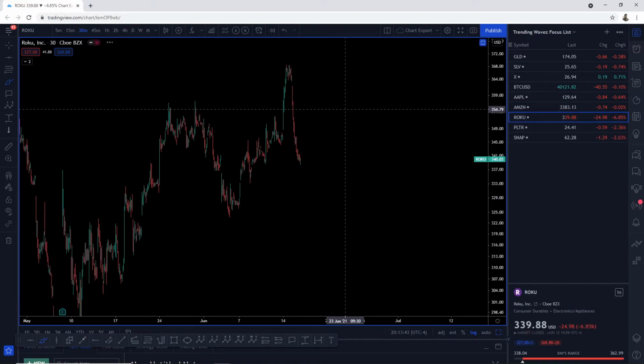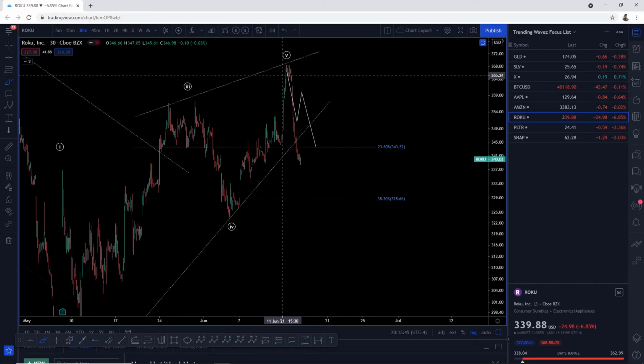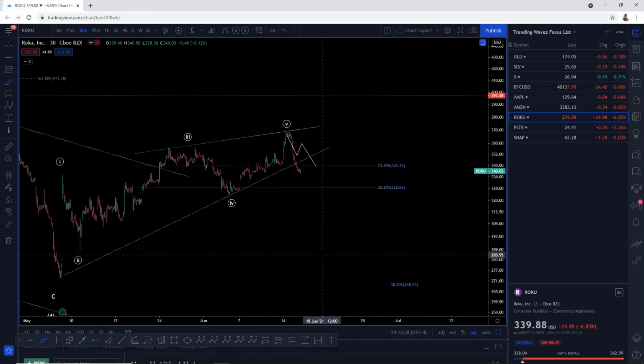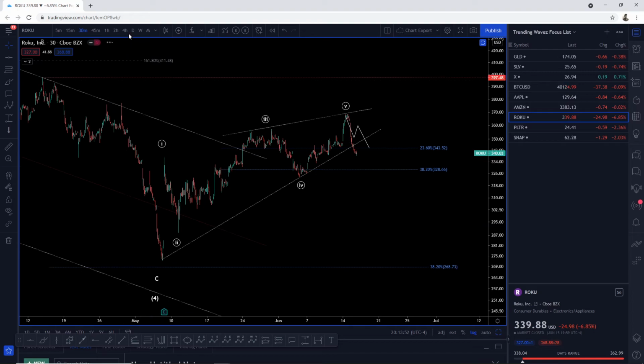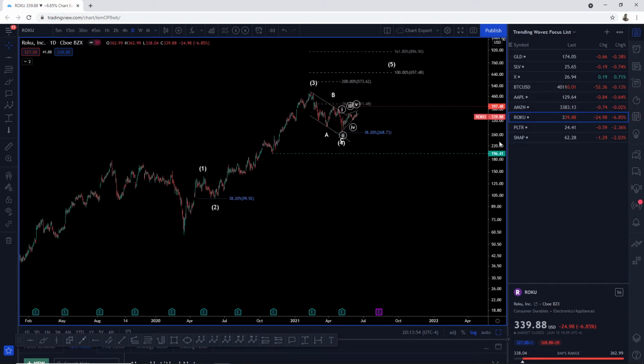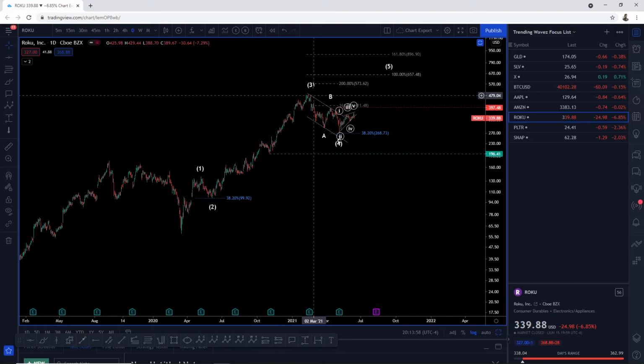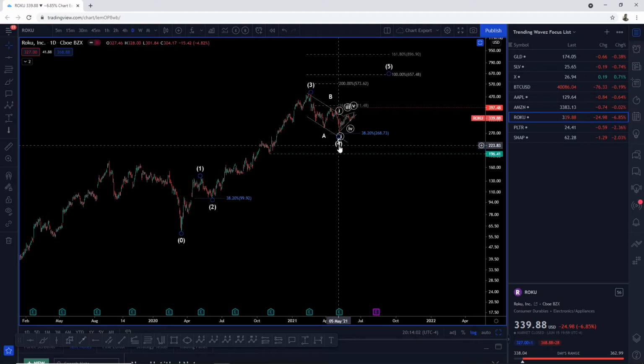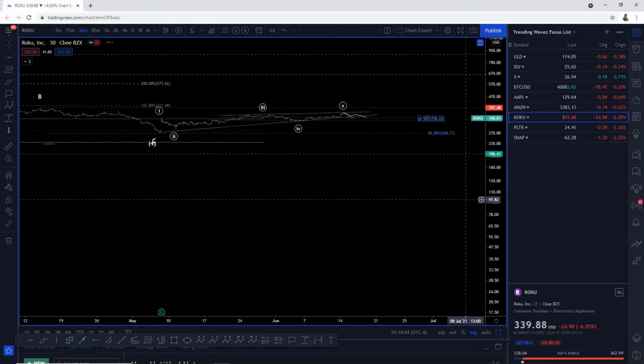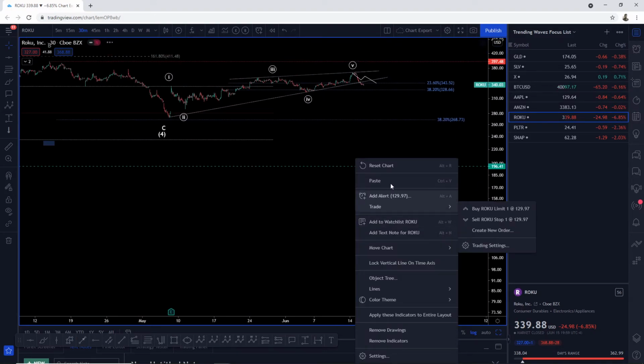Taking you over to Roku. Look at this, man. You gotta love wave structures, right? You gotta love the wave principle. So over to the daily time frame, let's review the wave count here. Up in 1, down in 2, 38.2% retracement. Up in 3, Roku has been very quiet lately. So wave 4 appears to have completed, and now taking you down to the 30-minute time frame.